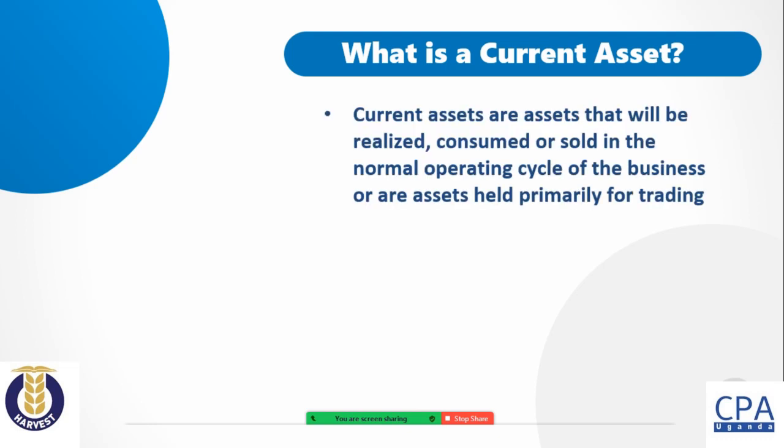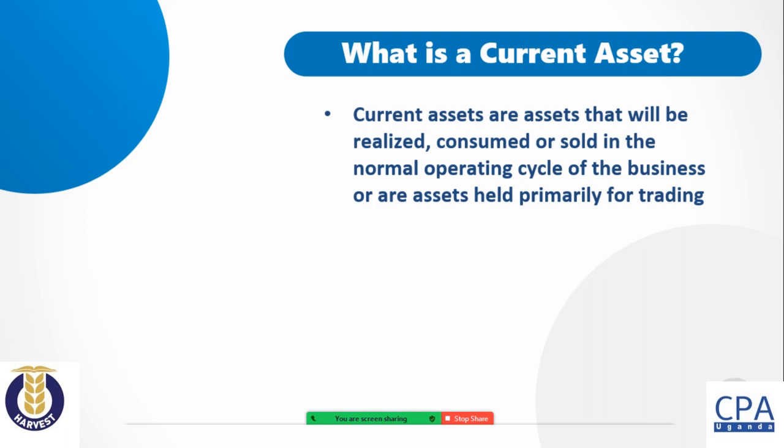According to the conceptual framework of accounting, current assets are assets that will be realized, consumed, or sold in the normal operating cycle of the business. Or we can look at current assets as assets that are held with a primary objective of trading.